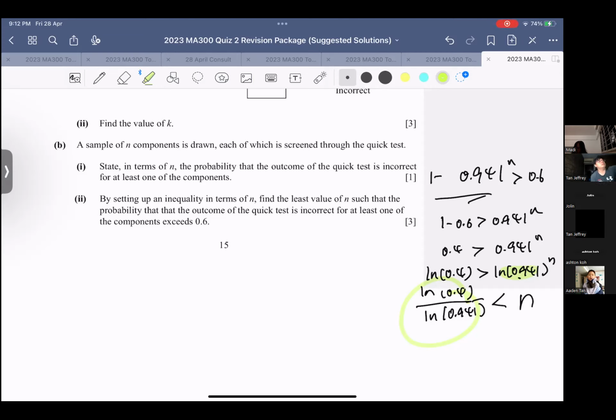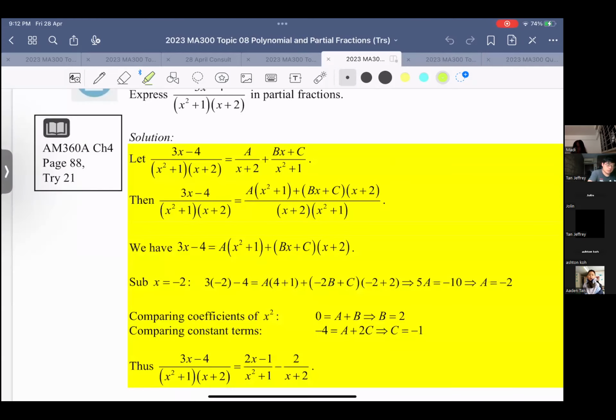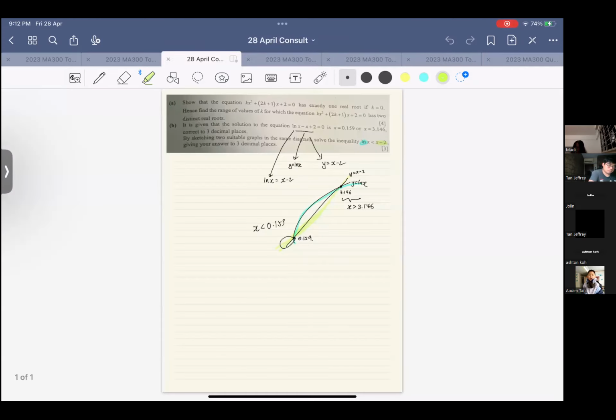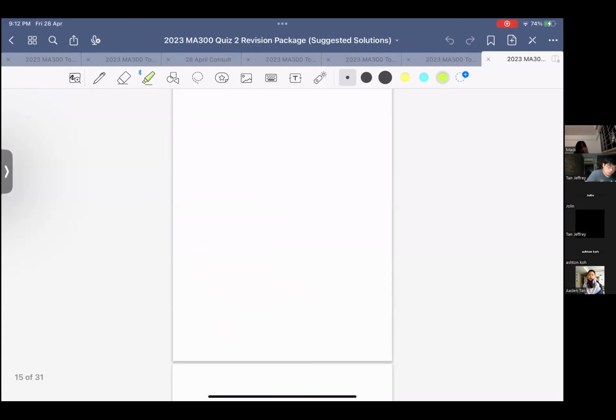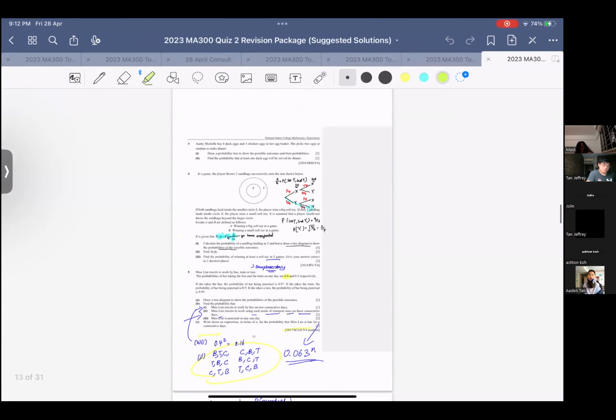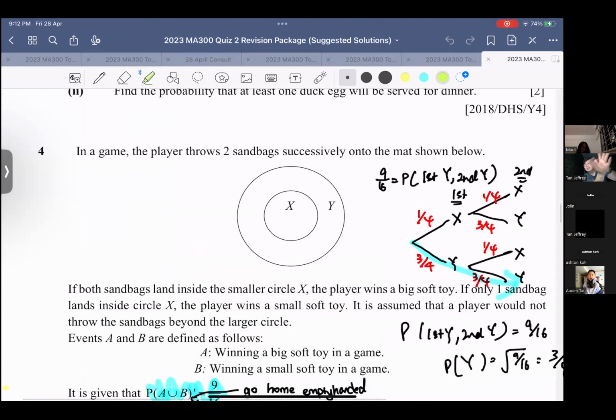Mr. Tan, for just now that revision package question 4, how do you know that it is 1 quarter and 3 quarter? Is it because from that side you can just square root and get 3 quarter and 1 quarter? After the 1 quarter, 3 quarter, because they must add up to 1 in each branch, you find it first, then after that you draw the tree diagram. So I know y is 3 quarter. Okay, so I know that x is 1 quarter.